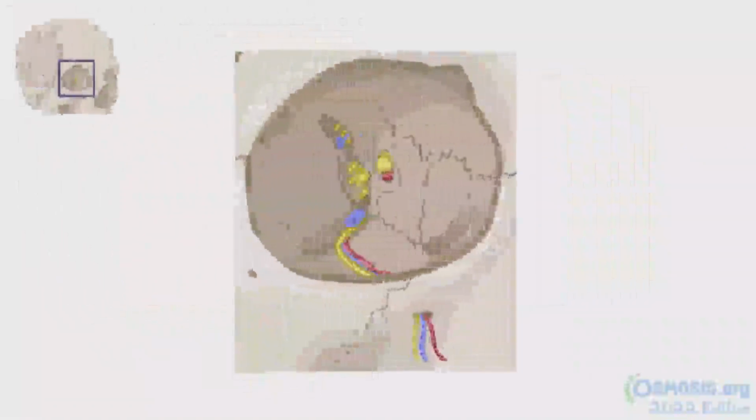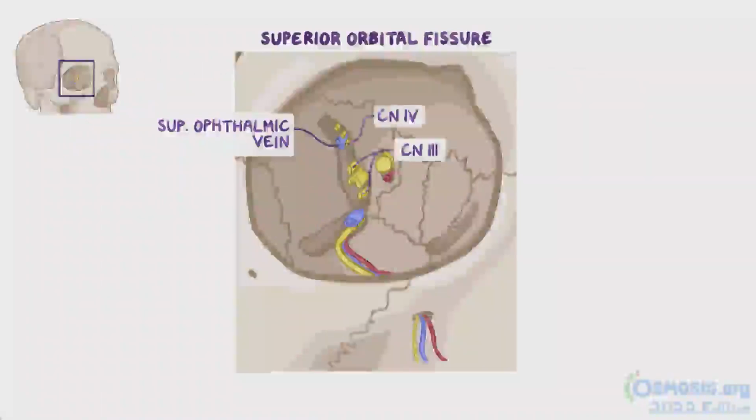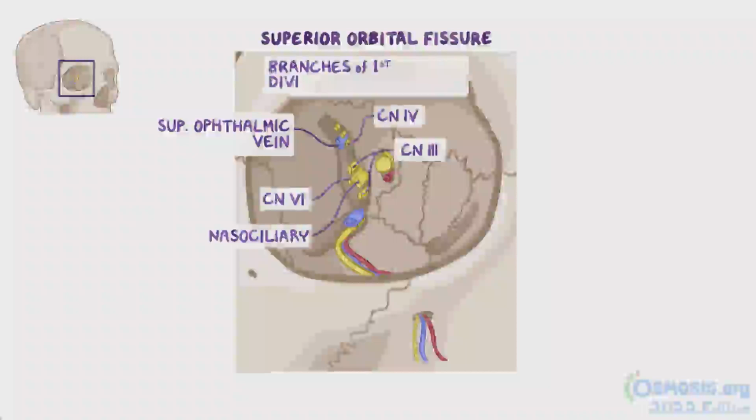Laterally, between the lesser and greater wings of the sphenoid, there's the superior orbital fissure, which allows for the passage of the superior ophthalmic vein, cranial nerves 3, 4, 6, the nasociliary nerve, and other branches of the first division of the trigeminal nerve. So that's a lot of structures.